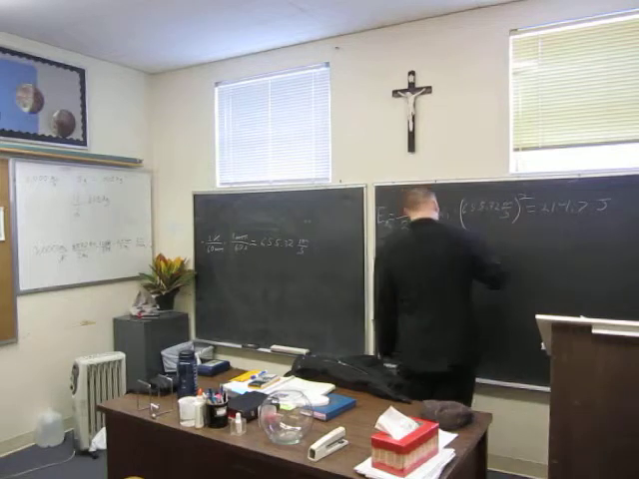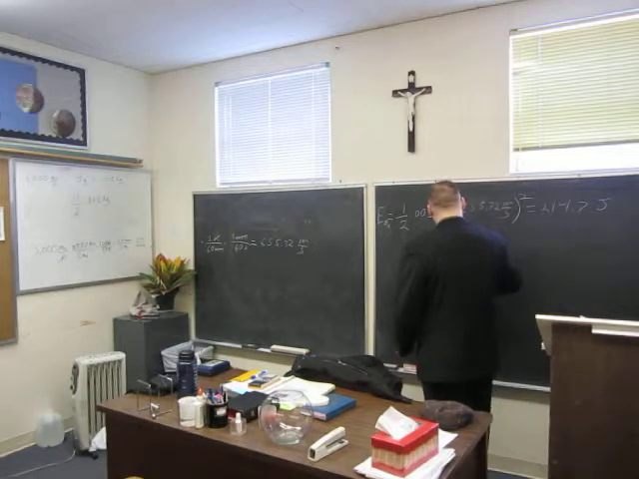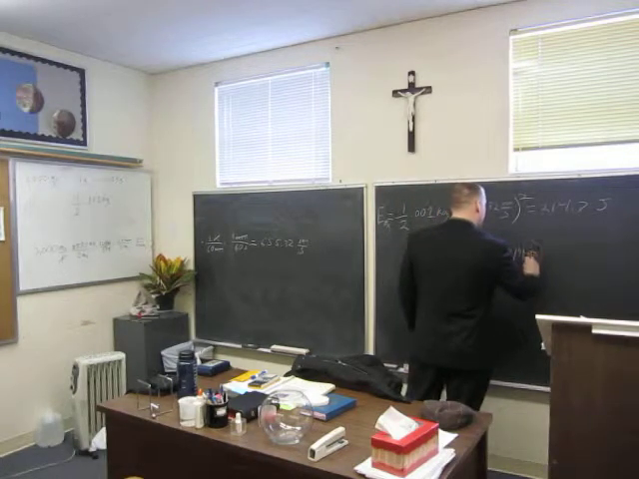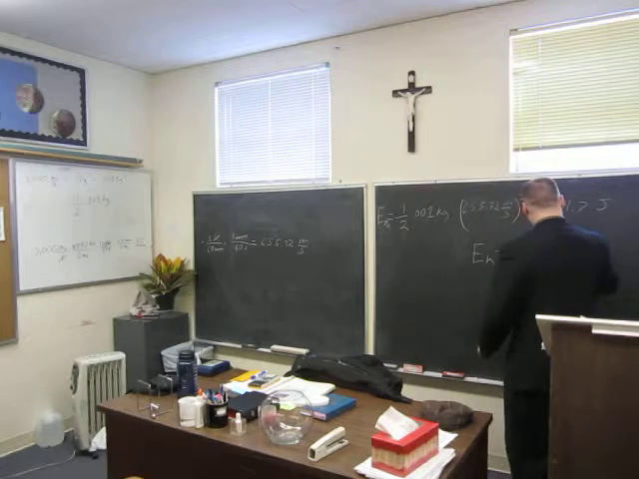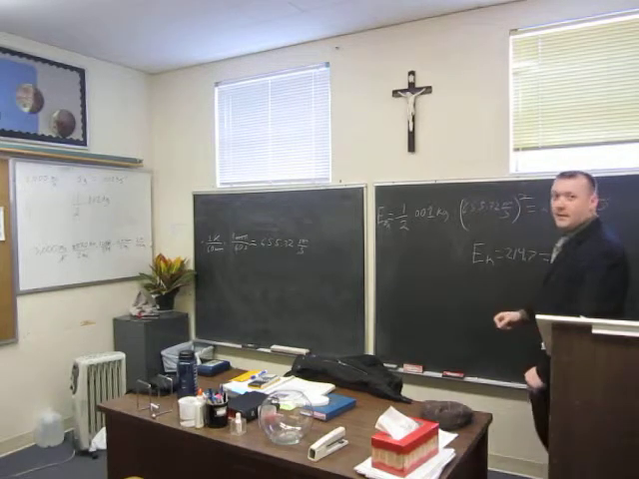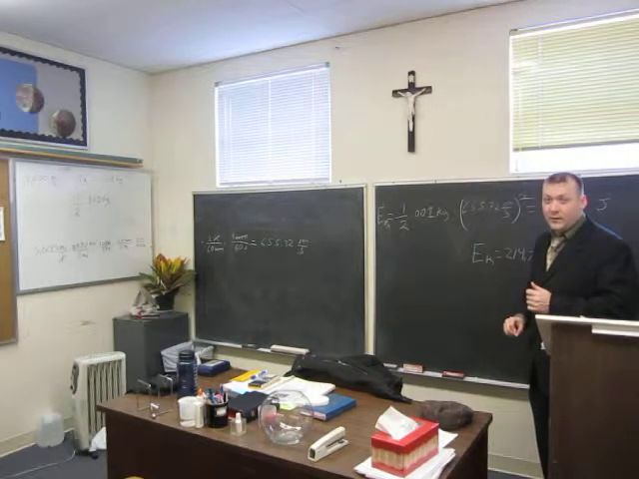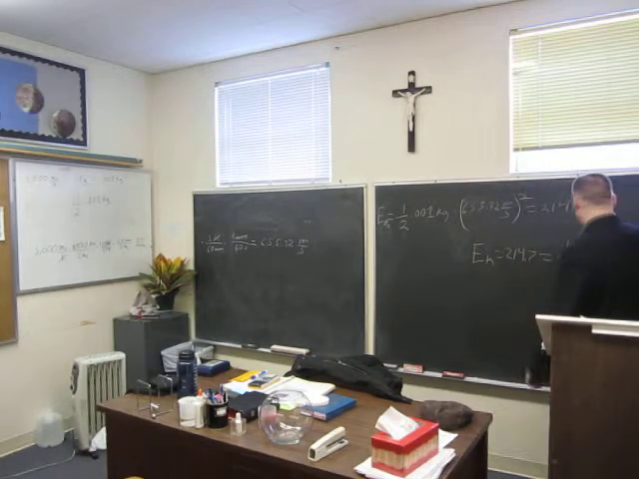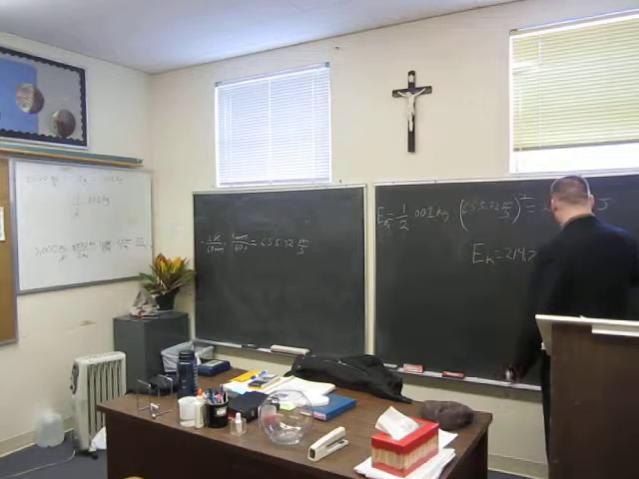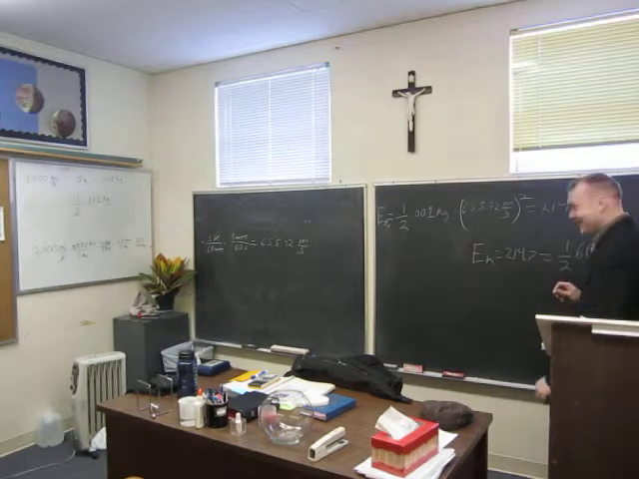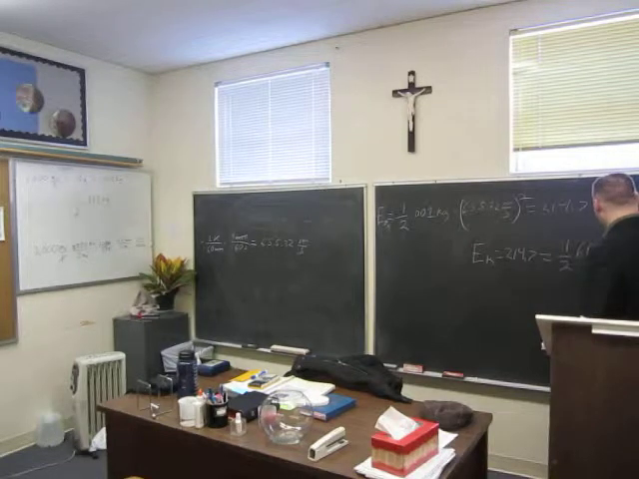So now we have the energy, right? We have E kinetic, 214.7, equals 1/2 times your mass, which is about 60 kilograms. For me it would be about 75 or 80, but you guys are lighter than me, so we'll say about 60 kilograms. We could convert from pounds, but we won't.